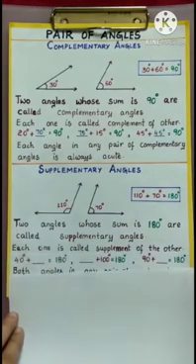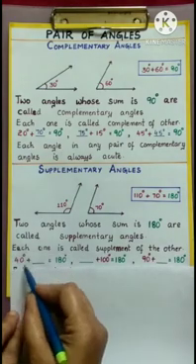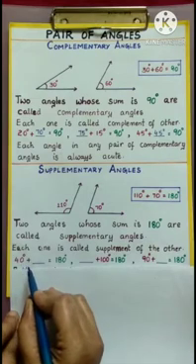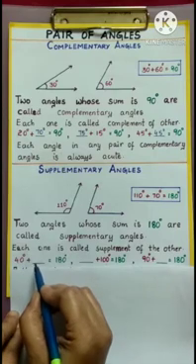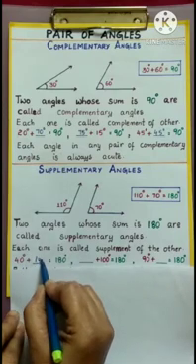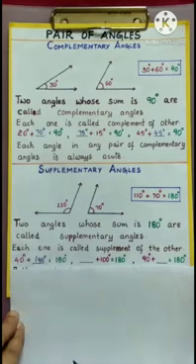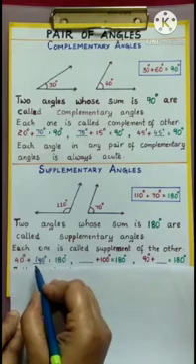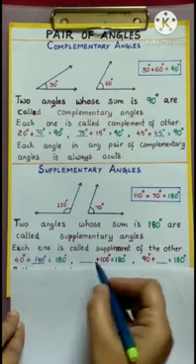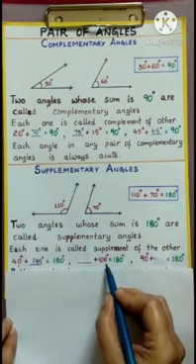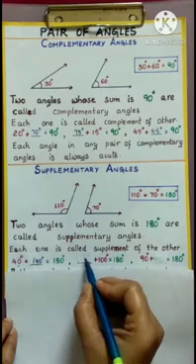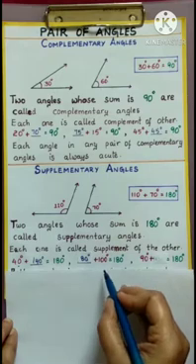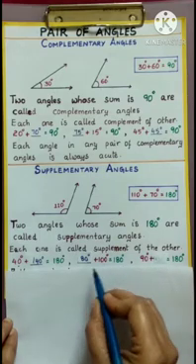Now let us find the supplementary angle of the given angles. The first one is 40 degrees. Here what is the supplementary angle of 40 degrees? 140 degrees. How did we get this? If you subtract 40 degrees from 180 degrees, we get this. Same way, what is the supplementary angle of 100 degrees? Yes, it is 80 degrees. How did we get this? If we subtract 100 degrees from 180 degrees, then we get it.